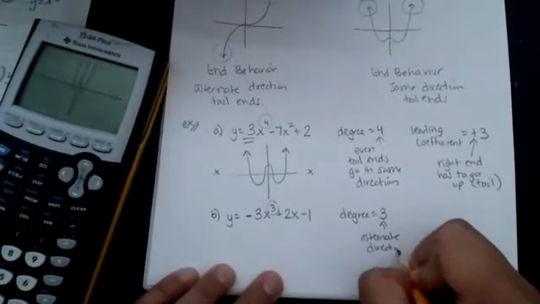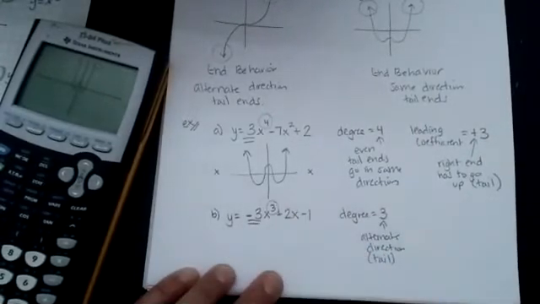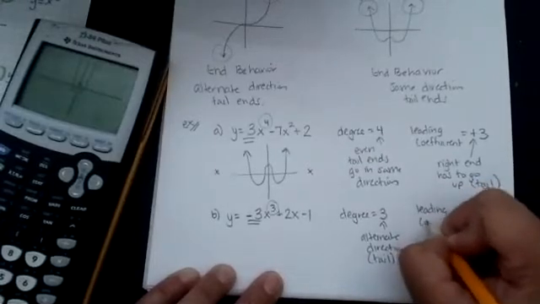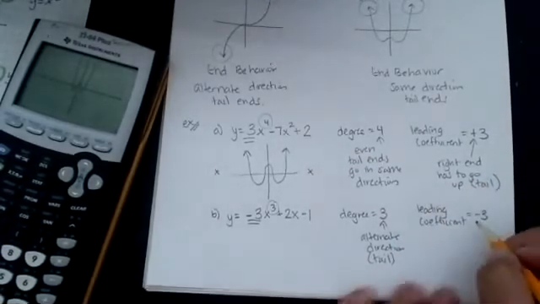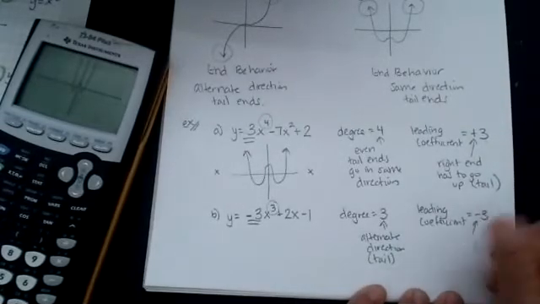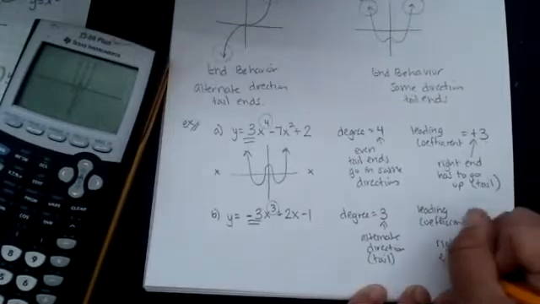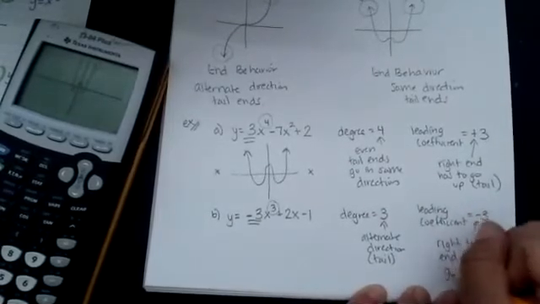directions on the tails. And then because the leading coefficient is a negative 3, the leading coefficient equals negative 3. Because it's a negative number, the right tail end has to go down.